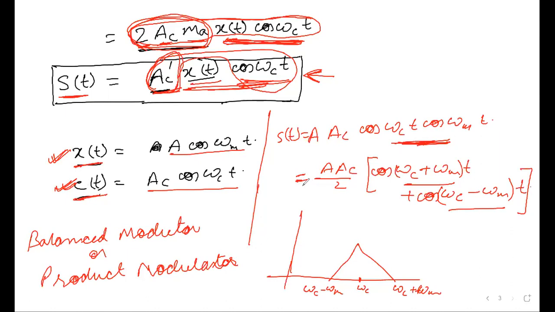So this is the generation of DSBSC. We have generated the double sideband full carrier signal, we have generated the single sideband signal, and we have also generated the double sideband suppressed carrier signal. So you can easily compare these three types of signals, because based on their names they are comparable.